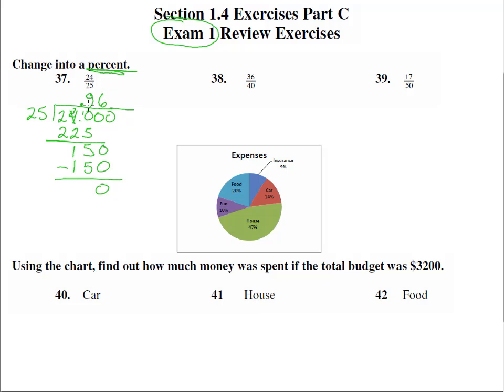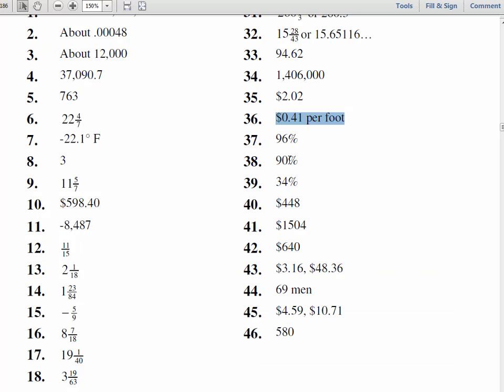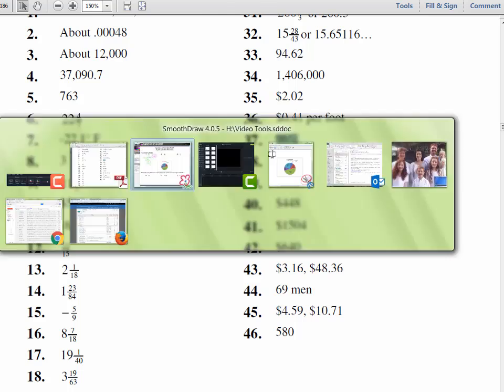Now remember, we have to move the decimal 2 places over, so it is 96 with a decimal behind it when we write it down as a percent sign. Good. Let's check our answer. Answer here is 96%. Good.